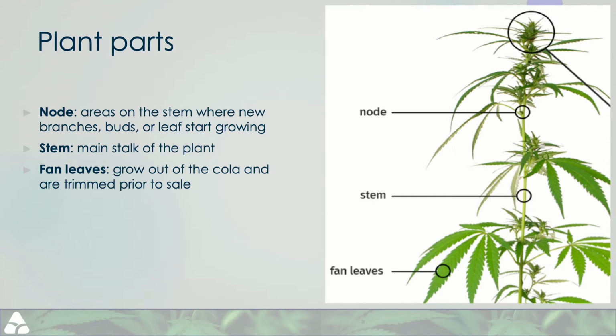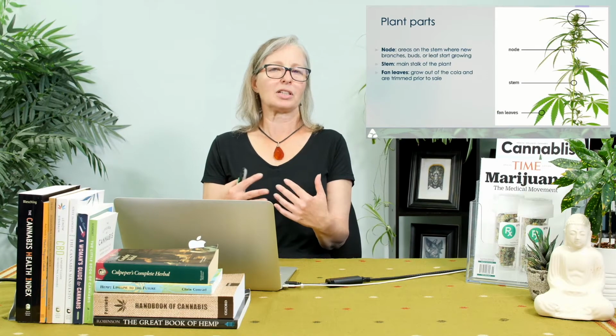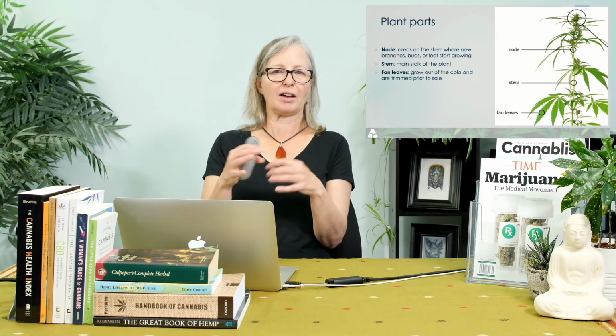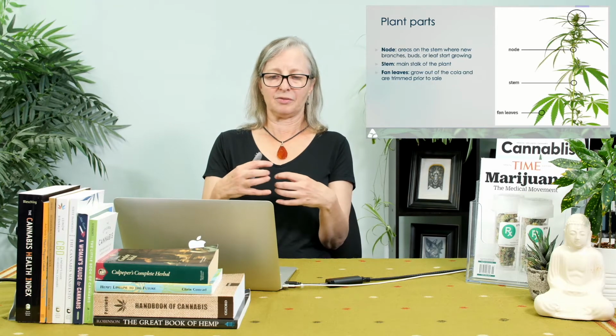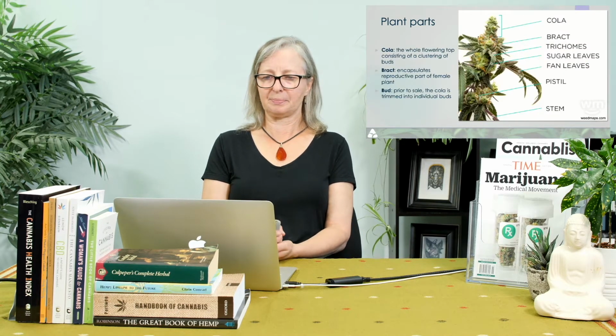And fan leaves are the leaves that will grow out of the cola, which we're going to learn about in a moment. It's the flowering tops or the buds, and they have these fan leaves growing out of them. Typically, these are trimmed prior to sale. So if you've never seen a live cannabis plant, it would look a little bit different because it will have those fan leaves coming out of it. We'll see a picture of that in a minute.